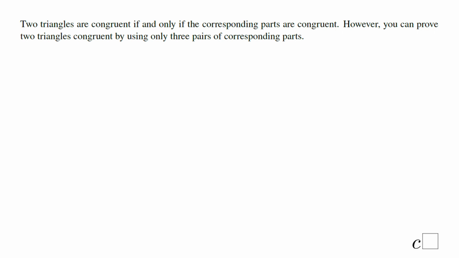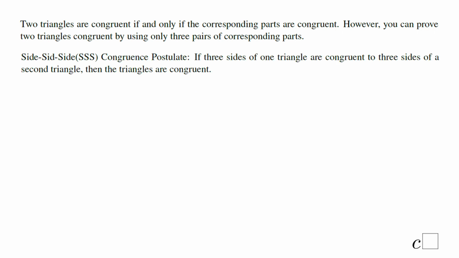In this lesson we're going to talk about congruent triangles, and we're going to talk about some ways to prove congruency. And the first way is the side side side congruence, which the short way is SSS. If three sides of one triangle are congruent to three sides of the second triangle, the triangles are congruent.